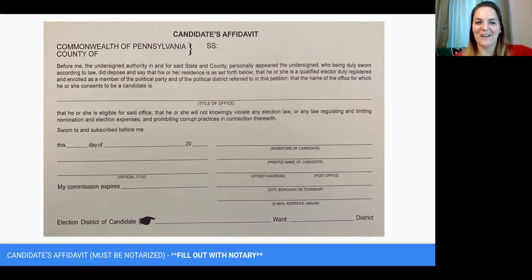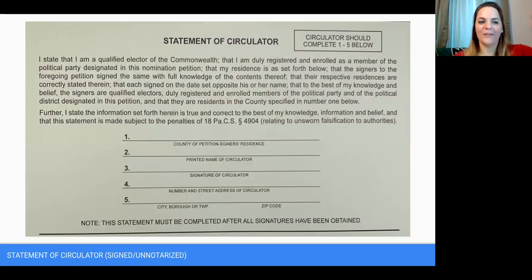Tap in real quick back to the affidavit of circulator that was right before this slide. Whoever is circulating your petition, if that's you, if that's somebody else, cannot sign that until you are done with that sheet of signatures. It doesn't need to be a complete sheet of signatures, but whenever you're done circulating it, that's when that part gets signed. It should not be signed until it's done being circulated.